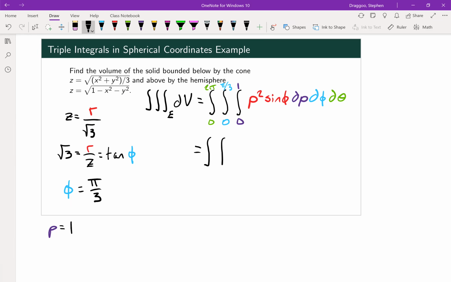If we integrate our rho piece, we're integrating rho squared, which goes to rho cubed over 3 from 0 to 1. That means we've got a factor of 1/3. Sine phi is still there. d phi is next. We're going from 0 to pi over 3. And d theta is last, going from 0 to 2 pi.